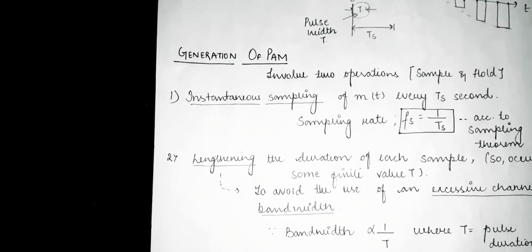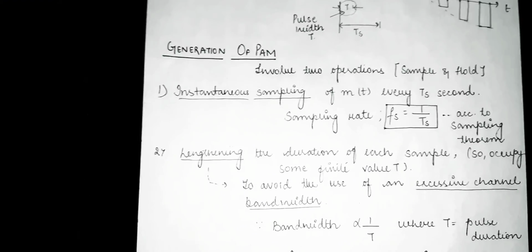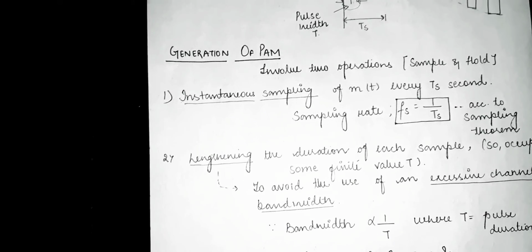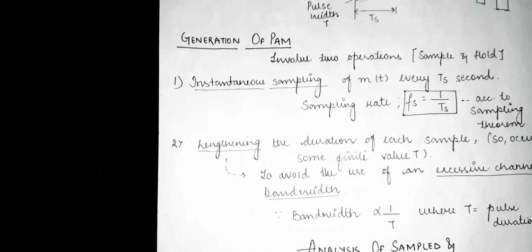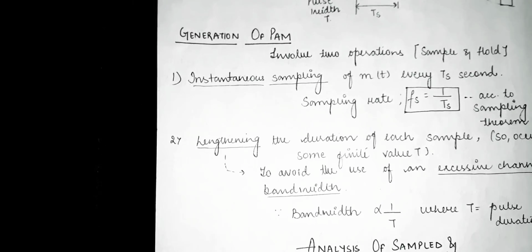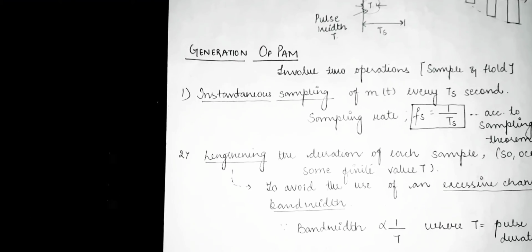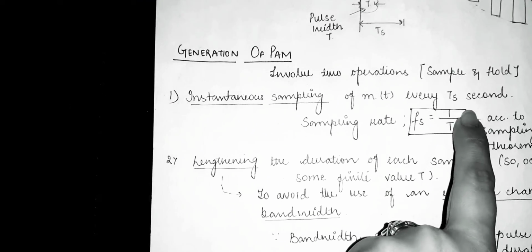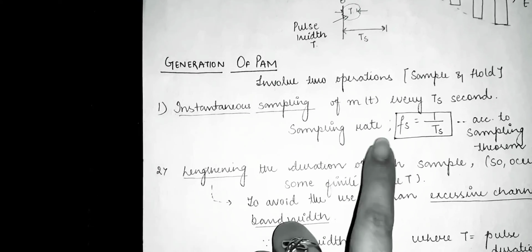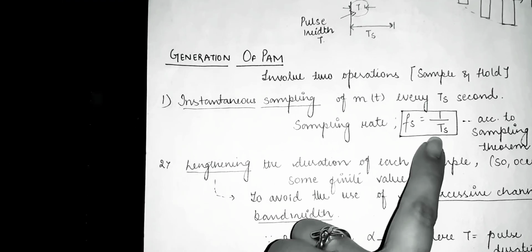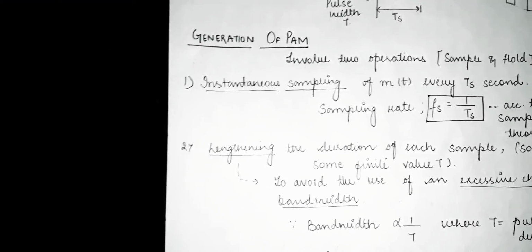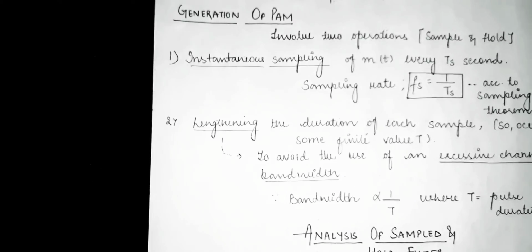Now coming to the generation of PAM. The generation of PAM involves two operations, that is sample and hold. First is instantaneous sampling, and second is lengthening the duration of each sample. In instantaneous sampling, the message signal is sampled every Ts seconds. So we can say that the sampling rate is fs = 1/Ts, according to the sampling theorem. Now second is lengthening the duration of each sample.